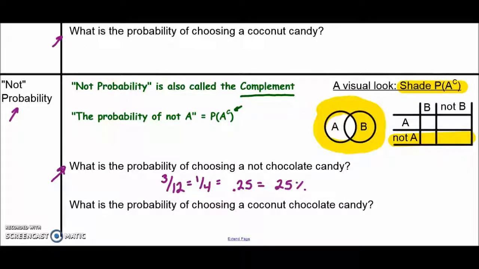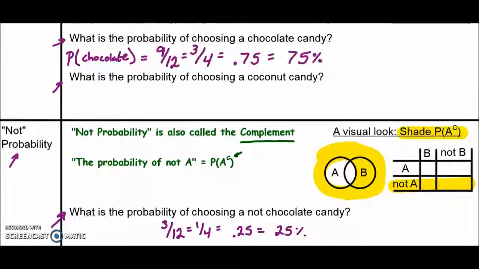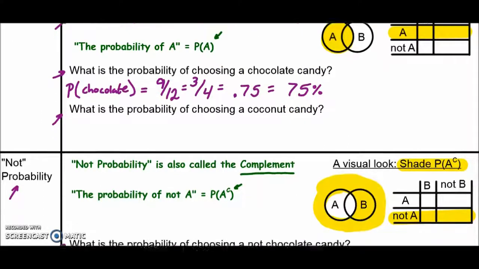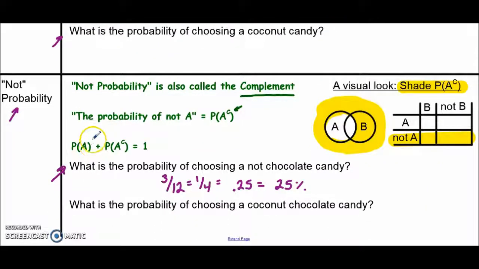Now, there's one other thing about not probability or complements that you may have noticed. The probability of choosing a not chocolate candy was 25%. Remember from the first example, the probability of choosing a chocolate candy was 75%. If we add those together, we would get 100%. And that always happens. The probability of a certain event occurring plus the probability of that event not occurring, or the complement, is always 1 as a decimal, or 100%.